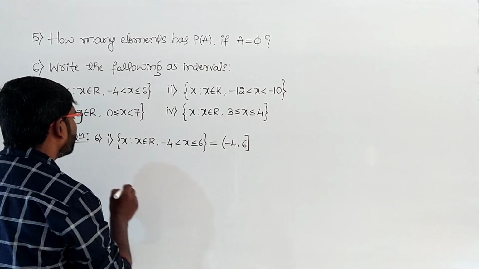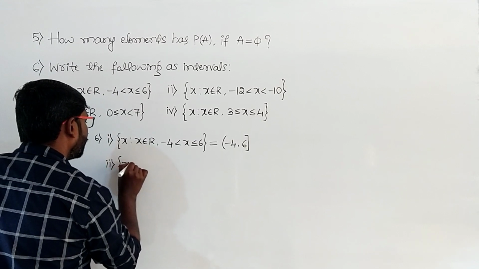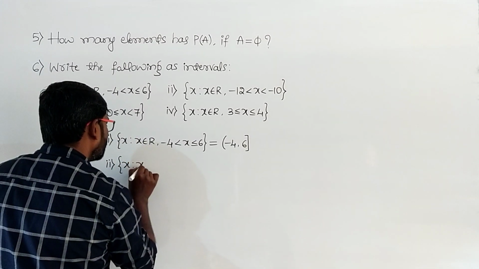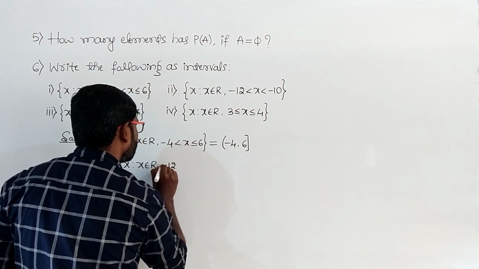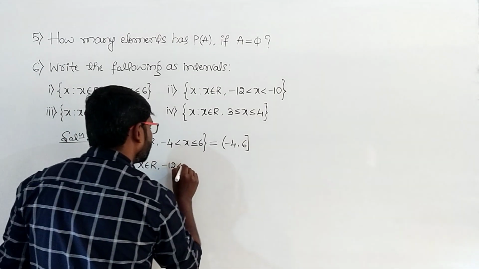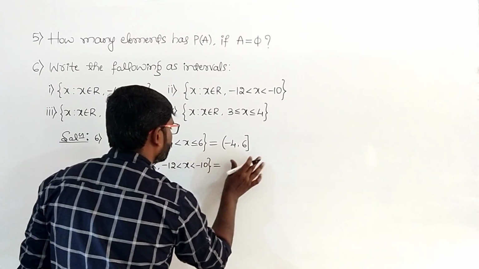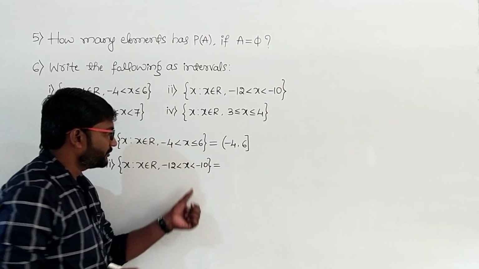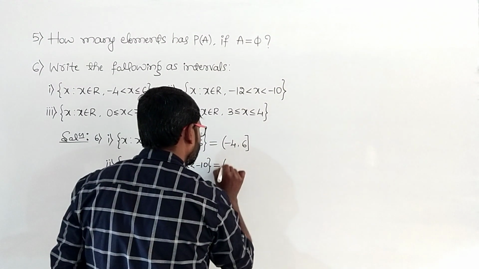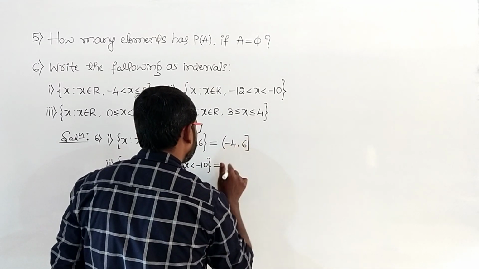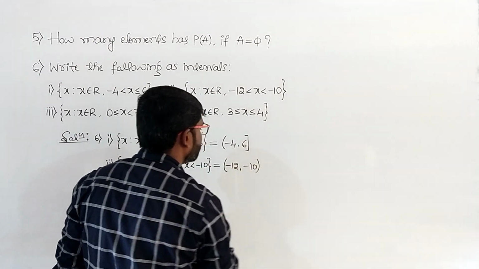Now I'll take the Roman number 2. X such that x belongs to R, minus 12 less than x less than minus 10, which is equal to, see here, x greater than minus 12 and less than minus 10. So both the sides it is open interval. So it is open interval minus 12 comma minus 10.